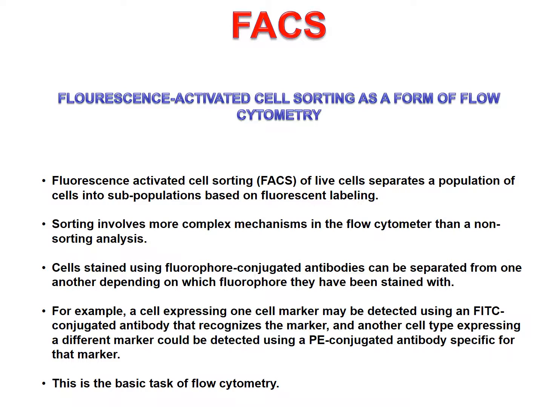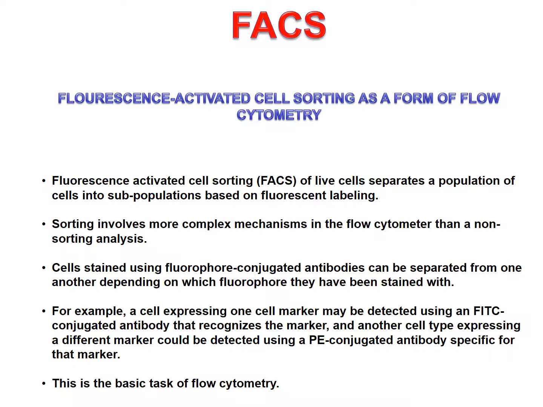Cells must be introduced and stained with fluorophore conjugated antibodies. So the term is fluorophore, which can be separated from one another depending on what the fluor is that they've been stained with. This is the 2-stain, 3-stain concept we talked about. So a cell that expresses one cell marker may be detected using an FITC conjugated antibody.